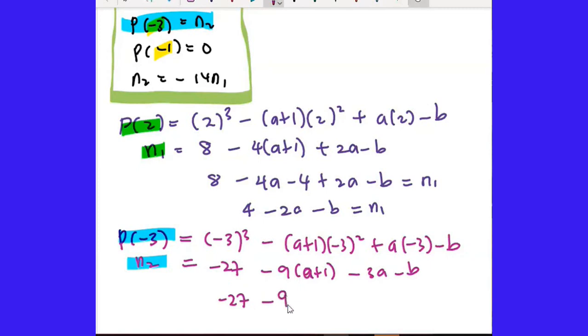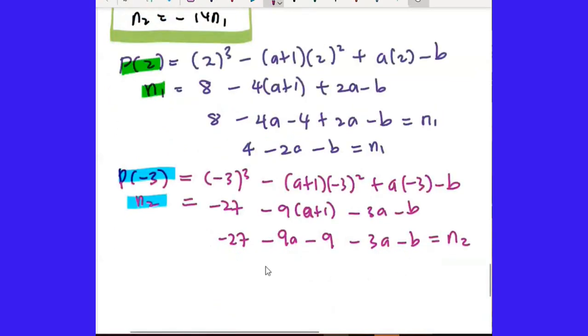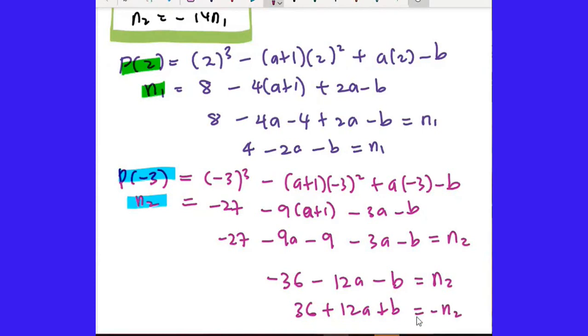This is 9, 9A, minus 9 minus 3A, all negative. Let's just continue. Is the sum correct? Negative. I think it's right, we continue, we must be confident. This one negative 36 minus 12A minus B is equal to N2. Or 36 plus 12A plus B equals negative N2. Okay, so this is another one.